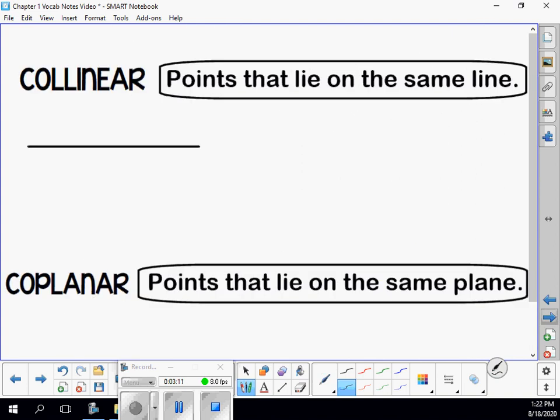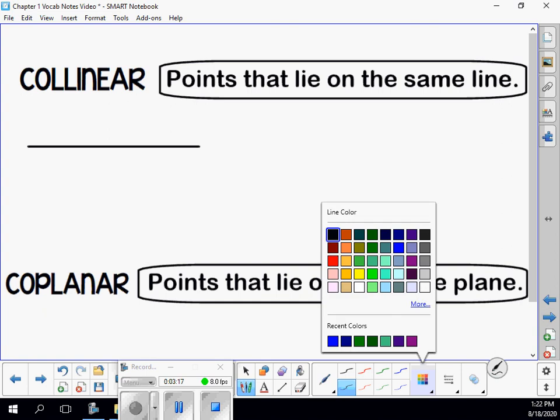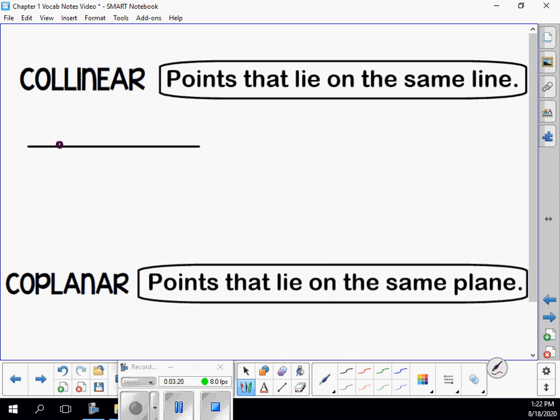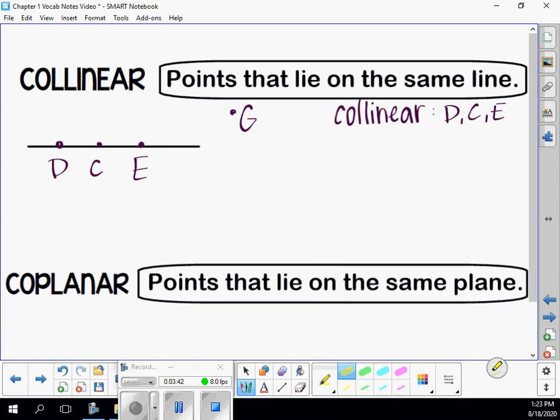Collinear. So here we are, we're talking about what that means. They're points that lie on the same line. So here we have a line. Let's say we have D, E, C, and then we got this G over here. So if I'm going to be collinear, I'm lying on the same line. So the only ones that lie on the same line right now are D, C, and E. Because if you notice where they are, they're all on the line. And in the word collinear is the word line.